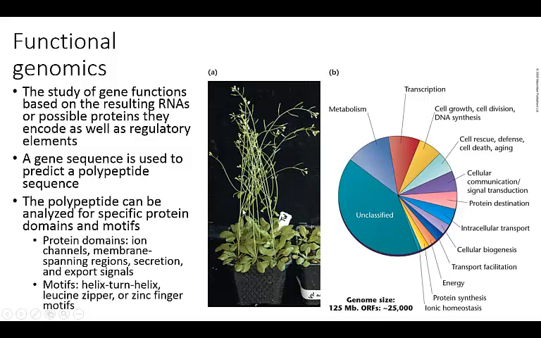So this is Arabidopsis. This is a plant that's widely used in genetics. The genome of Arabidopsis has about 25,000 open reading frames. It's about 125 megabases, and this is how those genes are classified. So there's a number of them that are known to be classified with metabolism, transcription, cell growth, cell division, and so on. But there's a huge number of these genes still, about a third of the genes or a little more, that are unclassified. And so they're putative genes, but we just simply don't know what their functions are at all.